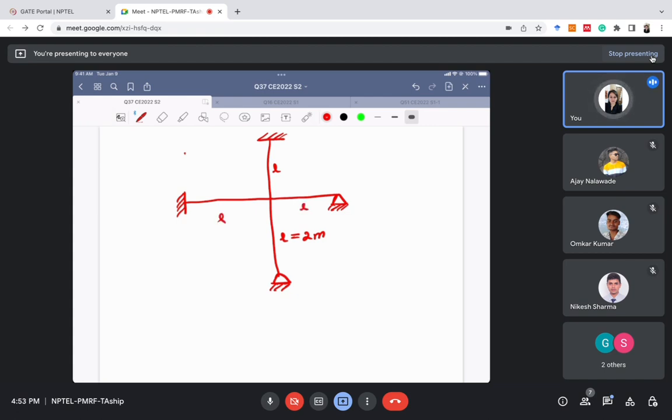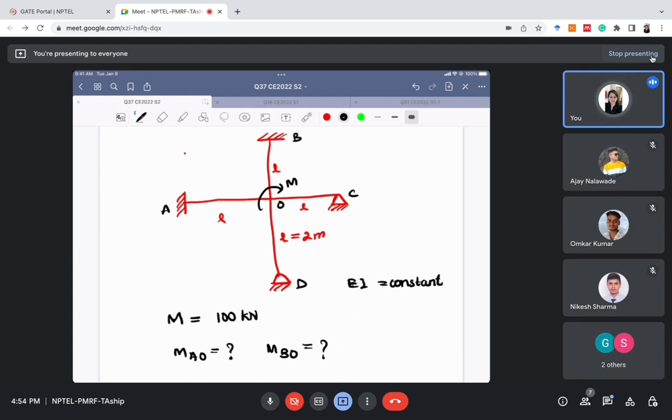Okay, so the length of all the members is L only, and you have applied a moment M. The value of M is 100 kilonewton. EI is constant. You need to find the value of MAB, MAO and MBO. So this was a similar problem related to the first problem we discussed. Any confusion till now? So today we discussed three important problems. First one is related to structure analysis 2, second one is shear center, and third one is related to structural dynamics. If it is clear, then I'll close the session for today.